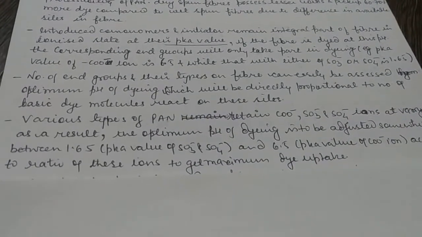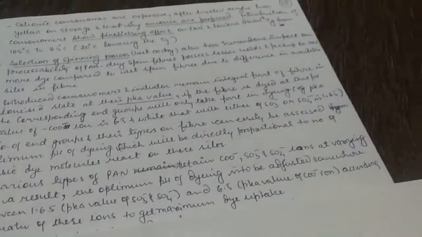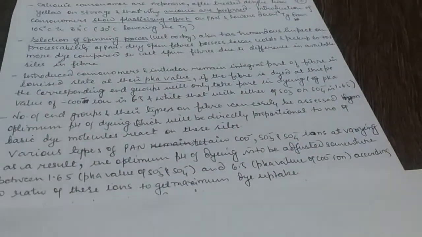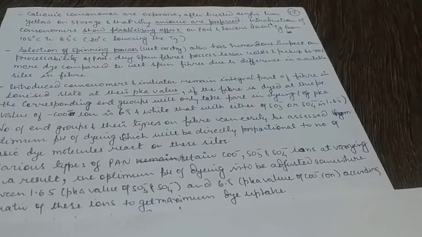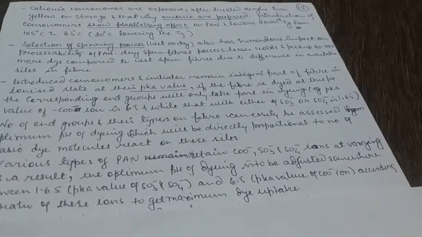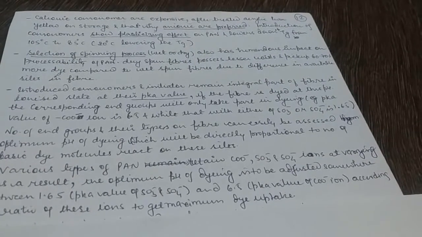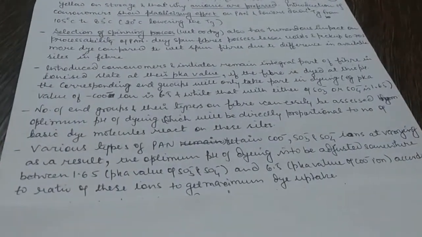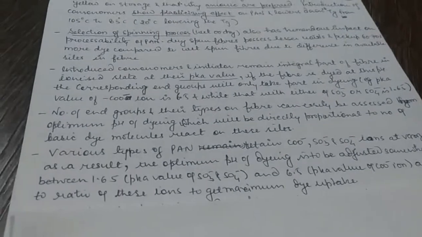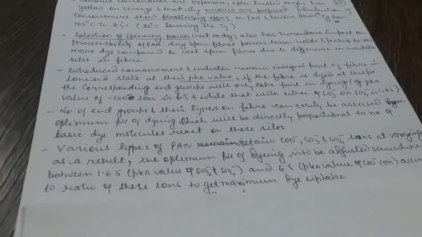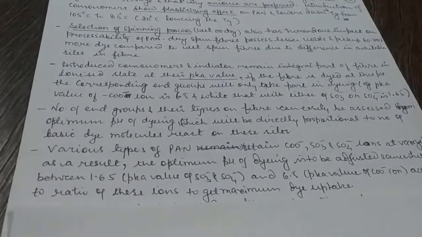So it depends on the types of group introduced in the fiber structure, that is COO minus, or SO3 minus or SO4 minus, which is strong in acidic nature. The pH of the dye bath is adjusted to get the maximum dye uptake, because at the pKa value, the maximum dye uptake is achieved.